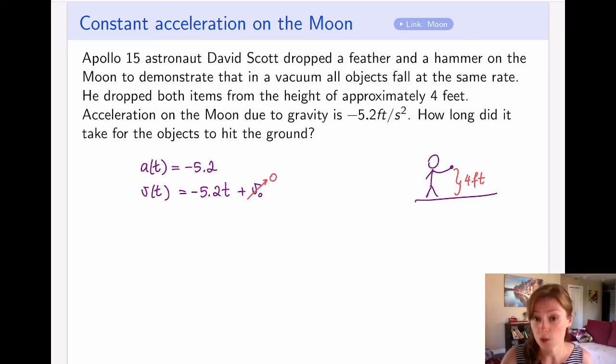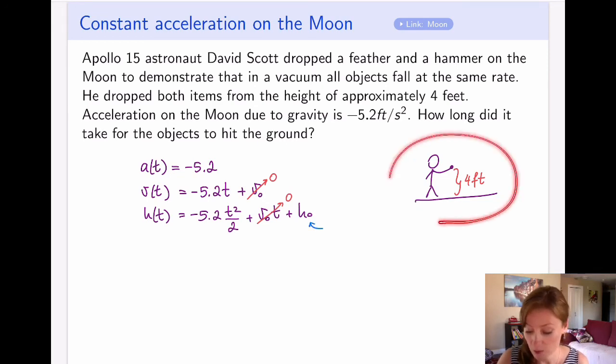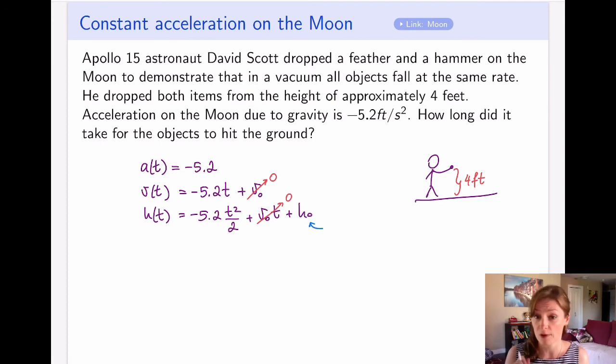We then take one more step back in anti-differentiation for displacement or position function. In this case, it's the height. And we can see that this is going to be minus 5.2 t squared over 2 plus, according to the most general formula, plus initial velocity times time plus the initial height. Now, the initial velocity was 0, so this middle term is 0. But the initial height, as suggested by our little picture here, is 4 feet above ground. So my initial height will be 4 feet. So now overall, the height function is given by minus 5.2 t squared over 2 plus 4.